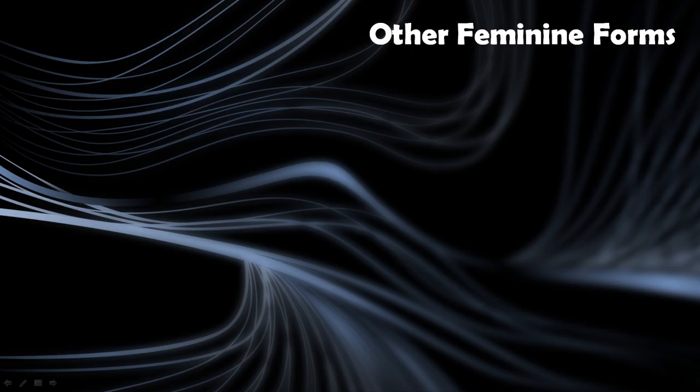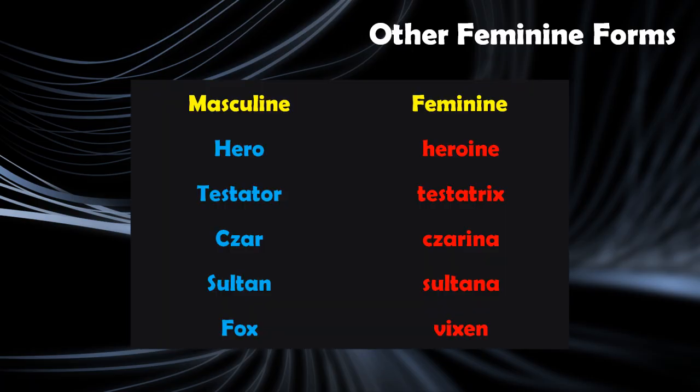Now let's look at some feminine forms that use suffixes other than ess. Look at the pairs on your screen. First, from hero, we get heroine. Here the suffix ine is used to denote the female counterpart. It gives us a word that sounds distinct and noble.